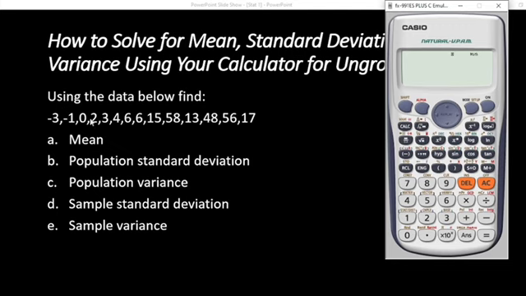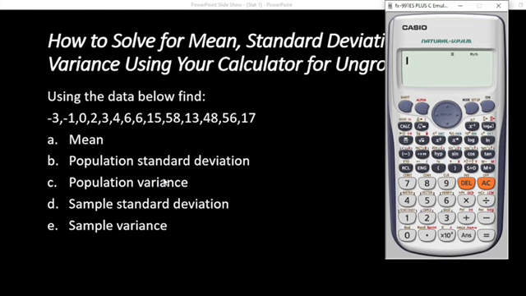The question is: using the data below, that is -3, -1, 0, 2, 3, 4, 6, 6, 15, 58, 13, 46, 56, 17, you have to find A, the mean, B, the population standard deviation, C, the population variance, D, the sample standard deviation, and E, the sample variance.